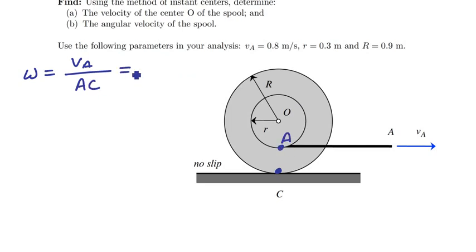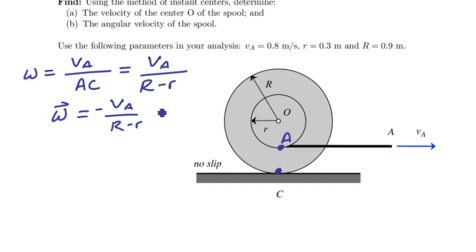And so if I work this out, the omega of the spool has to be VA divided by the distance, which is capital R minus little r. And if we use the right-hand rule on this, we can of course keep in mind that the angular velocity is going to be given by VA divided by R minus r. And since in this case VA is moving to the right, we know that this rotation is going to be in the minus k direction. So this will give us one of our answers.